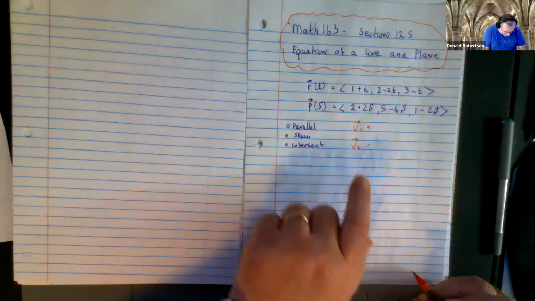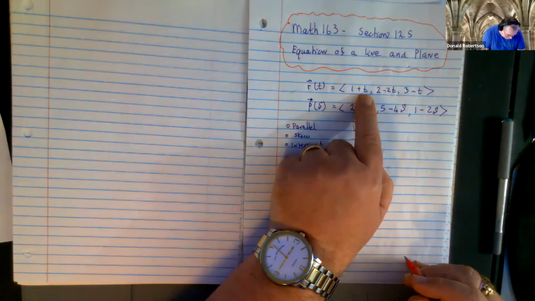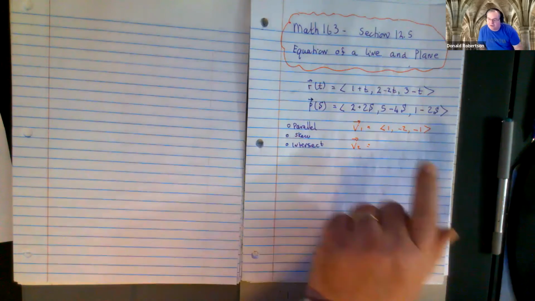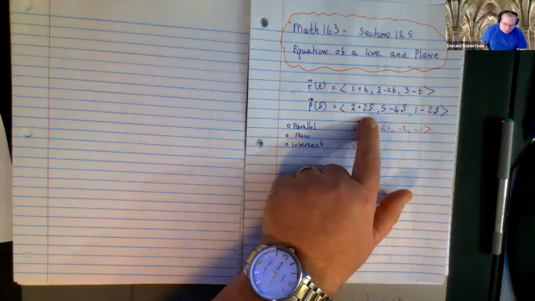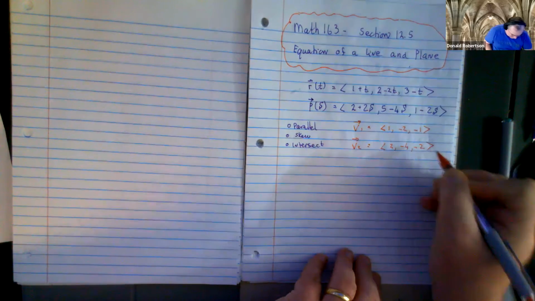Now, getting the direction vector is quite easy. It's the coefficient of the variable. So in this case, it's 1t, -2t, and -1. So that ends up being (1, -2, -1). Are you happy how I can pull out the direction vector by just using the coefficients of t? And for the second one, then, it would be (2, -4, -2).